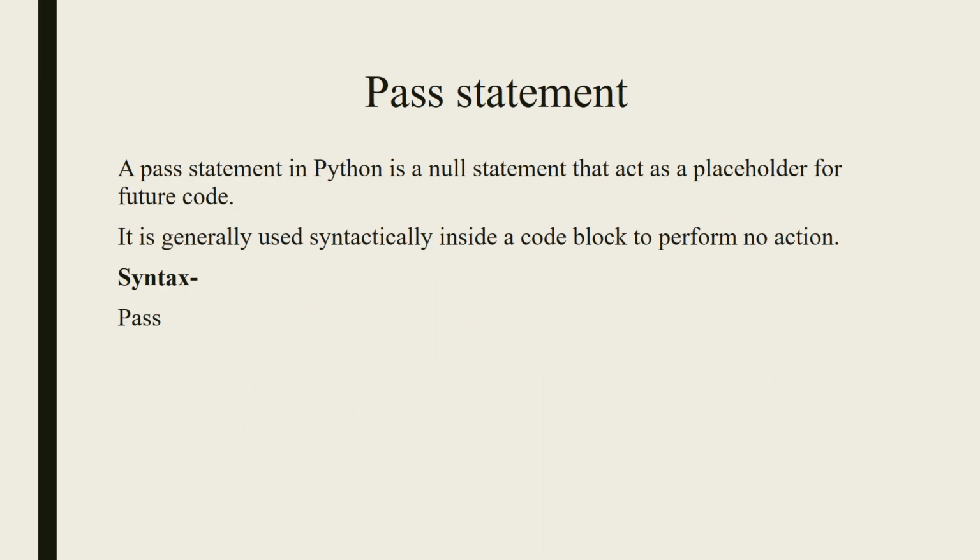Pass statement. A pass statement in Python is a null statement that acts as a placeholder for future code. It is generally used syntactically inside a code block to perform no action. It is used inside functions, loops, conditional statements, etc. to represent no operation. So the syntax is pass.